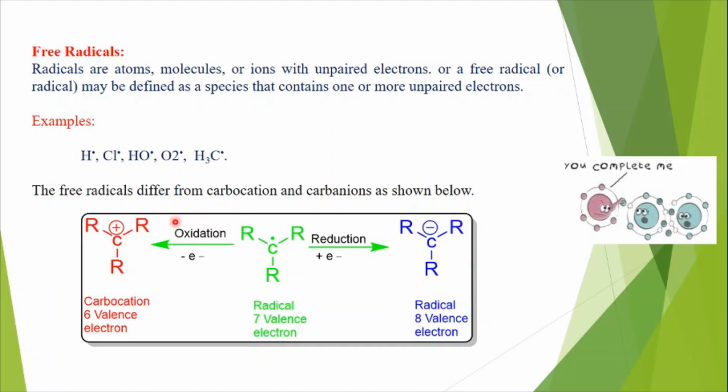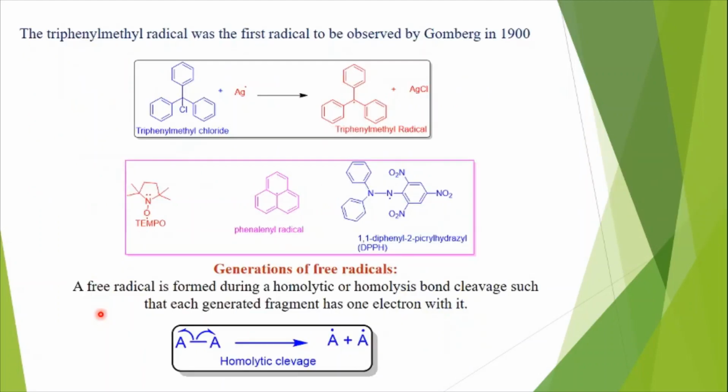Now when this carbon radical undergoes oxidation, when it loses an electron, it converts to carbocation, and carbocation has 6 valence electrons. Now in the next slide, this was the first radical, and the name of this radical is triphenylmethyl radical. So this radical was observed by Gomberg in the 19th century, although it took 13 more years to know what he had made.